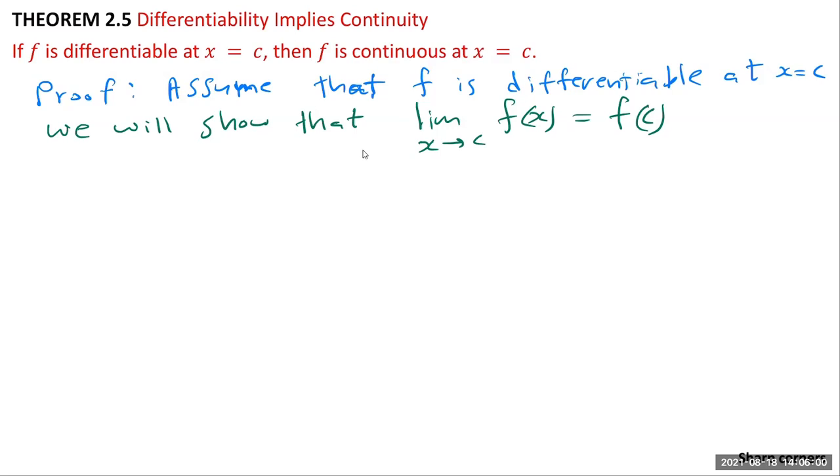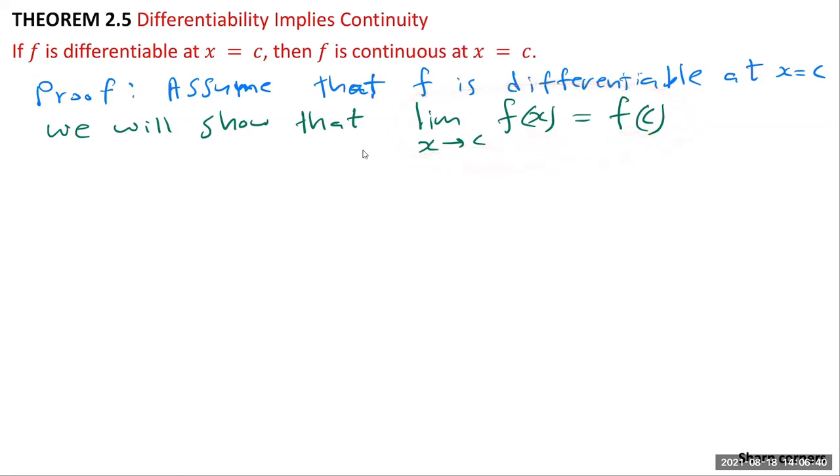Let's quickly prove this. Proof. Okay, here is how the proof goes. First, let's assume that my function f is differentiable at x equal to c. Then I must show that my function is continuous at x equal to c, right? To show that my function is continuous at x equal to c, all I need to show is that the limit as x approaches c of f of x is the same as f of c. This is the definition of continuity that we learned in chapter 1. If f is continuous at x equal to c, the limit as x approaches c of f of x should be equal to f of c. This is what I'm going to show.